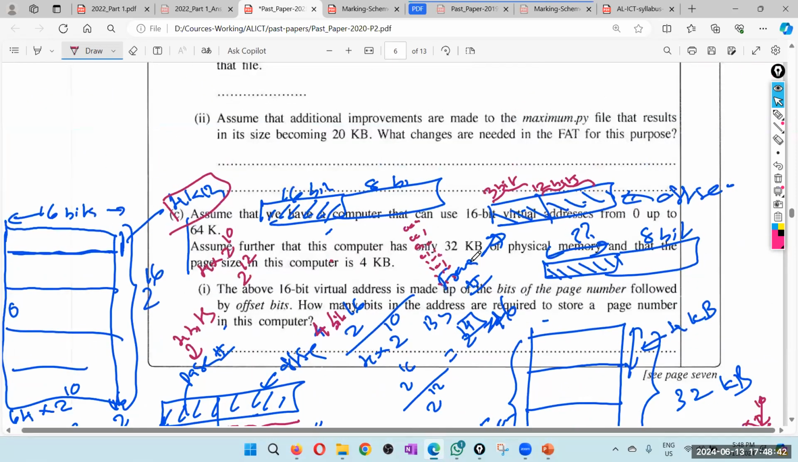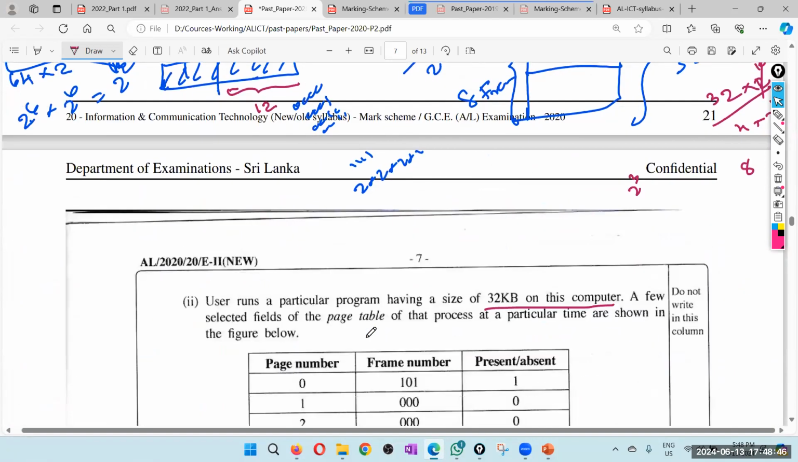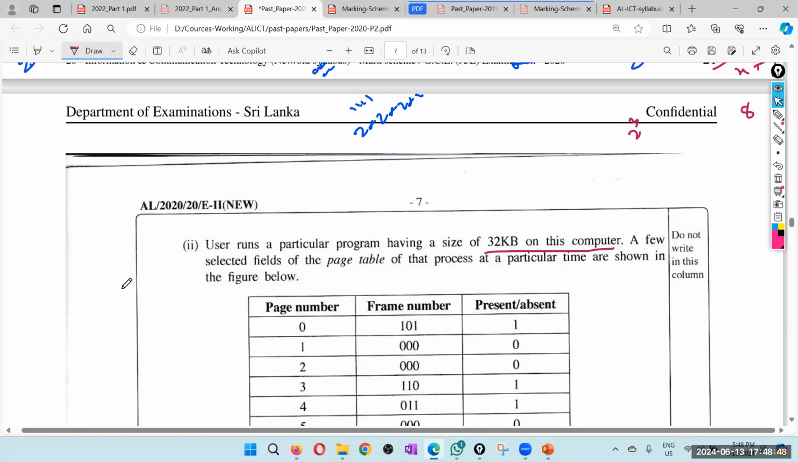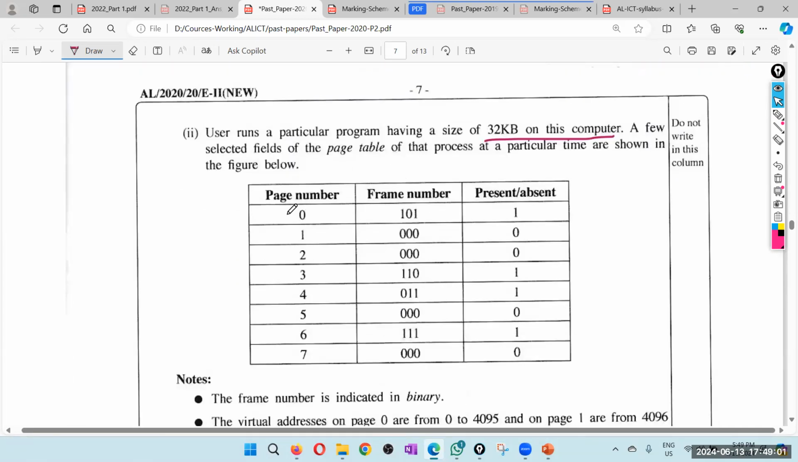Okay. Same thing, 32 kilobyte. So that is logical address. So logical address, it sees it as 32 kilobyte. A few selected fields for the page table of that process at a particular time are shown in the figure below. So this is the page number mapped to the frame number, okay?